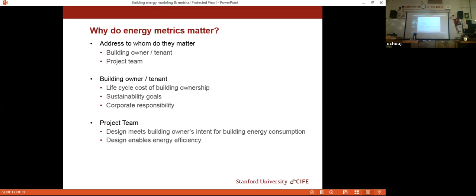How does energy relate to time? Well, in my perspective, if you don't do it right the first time, you may have to come back a few years later and try to fix it again. Perfect. Or how long it's going to take to create something new. Meet the building's intent for building energy consumption, because if you don't meet that, you're going to come back and have to rebuild it. Okay, is that those three?